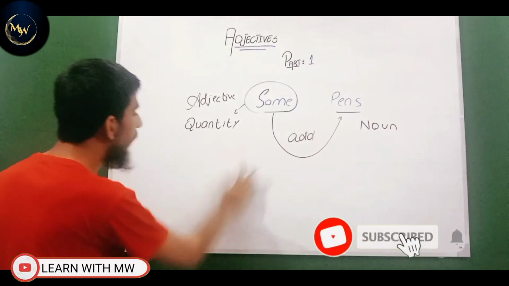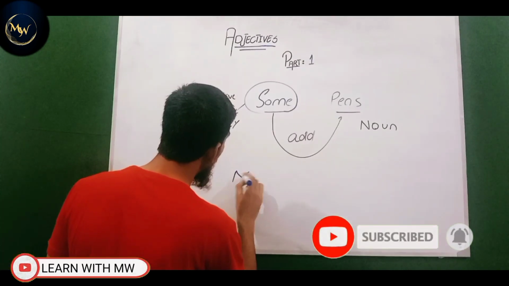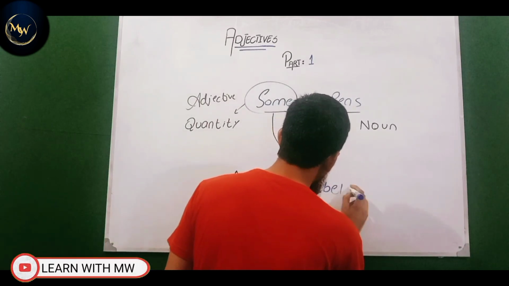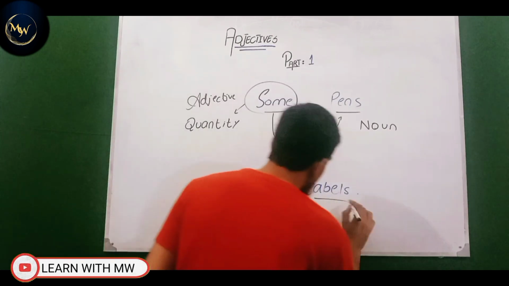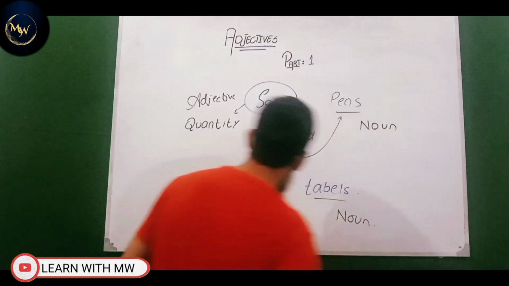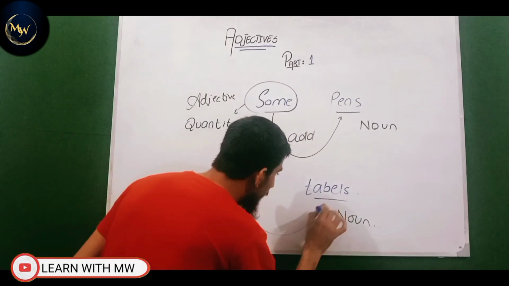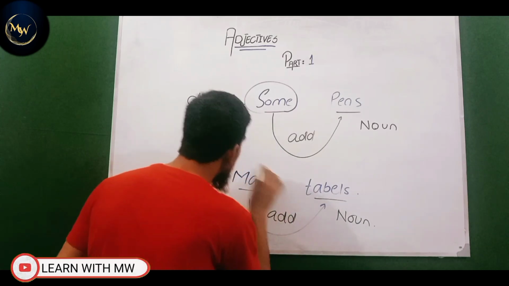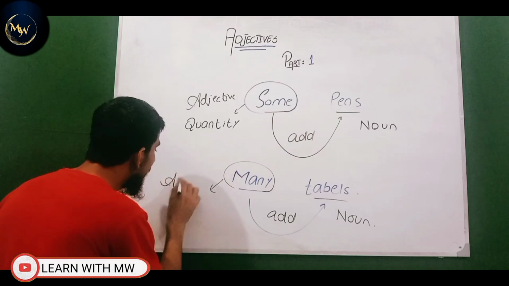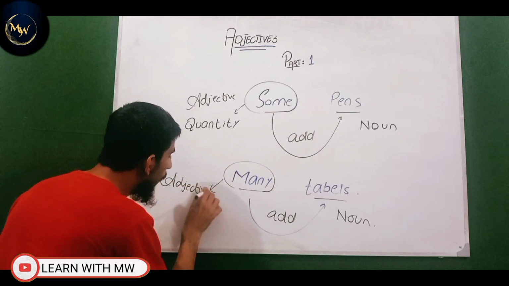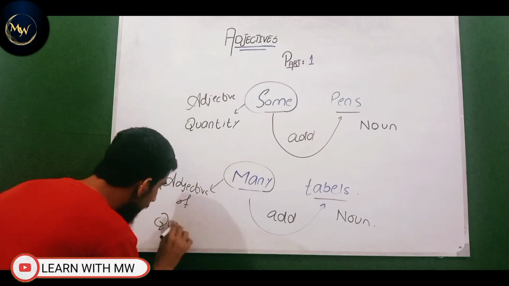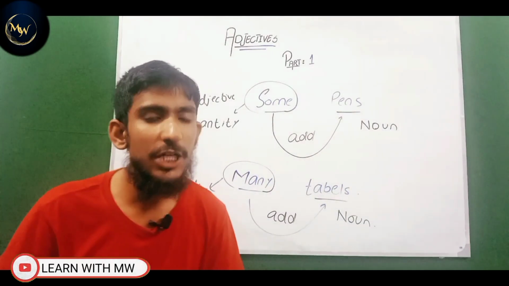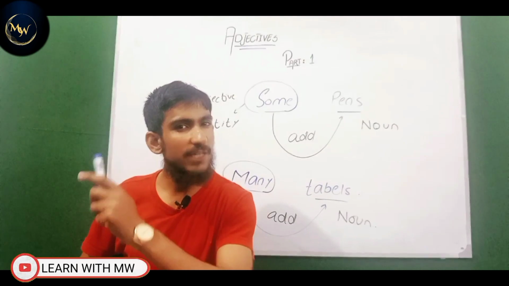Look at the second example. If I write many tables, tables are nouns, names, and names are nouns. So many here adds meaning to the noun, and many shows quantity. That's why many is an adjective, but it is an adjective of quantity. So viewers, up till now, through these 4 examples, we learned the definition of an adjective from a very different angle and perspective.